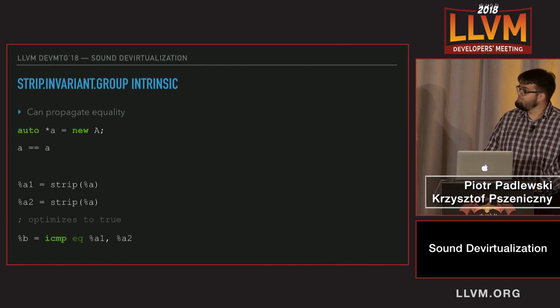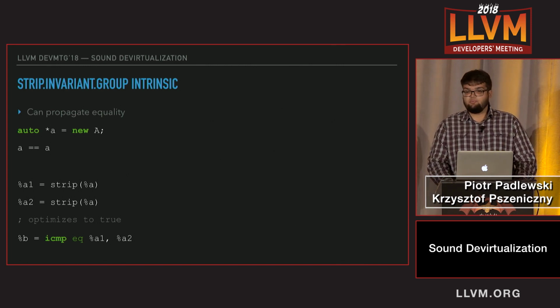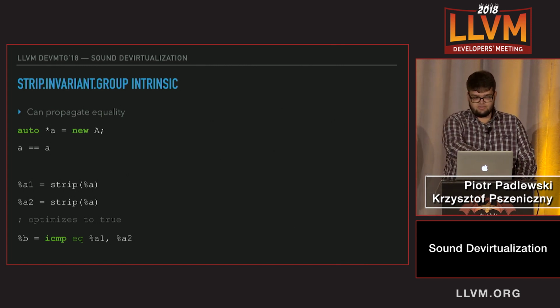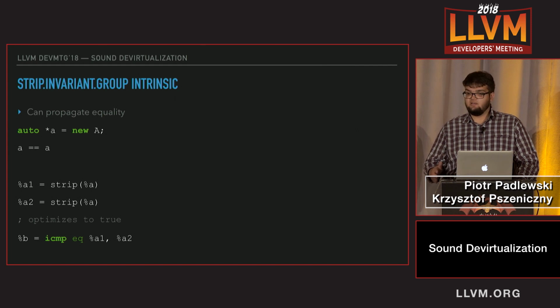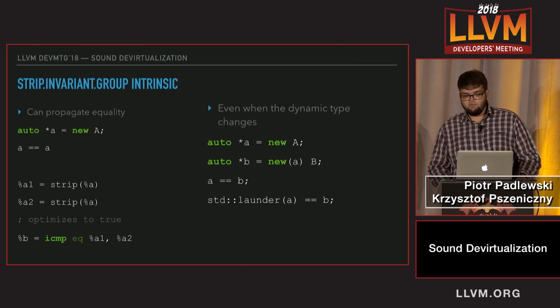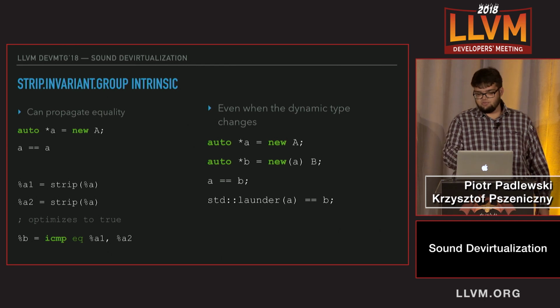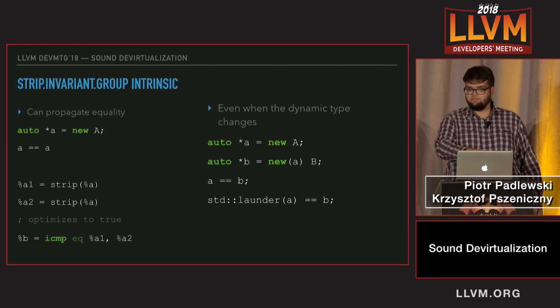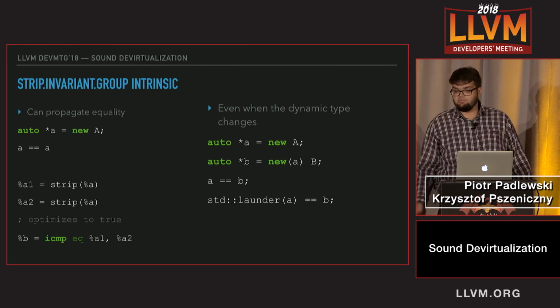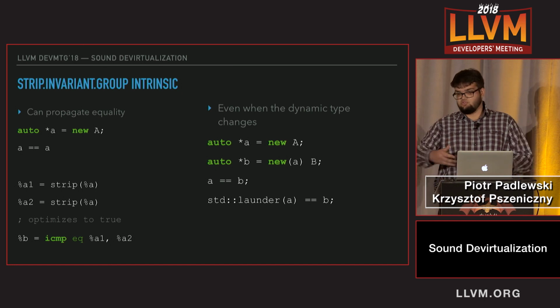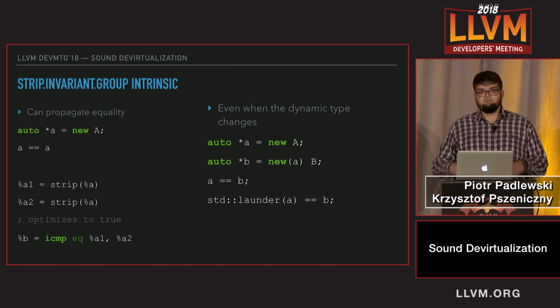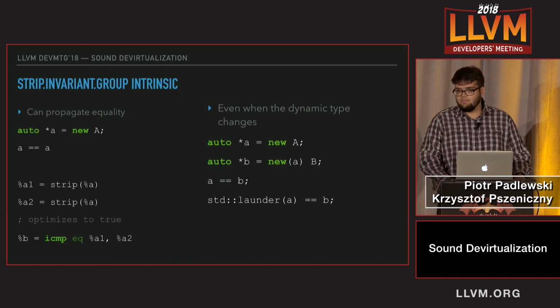And why is the strip necessary? We can propagate equality through it. So in this example, when we compare A with A, we actually will compare strip of A with strip of A, which is equal because strip is a pure function. Moreover, it works even when the dynamic type changes. So here we do strip of lambda with just a strip, or things like strip of lambda. But those optimize to strip, which will be equal.